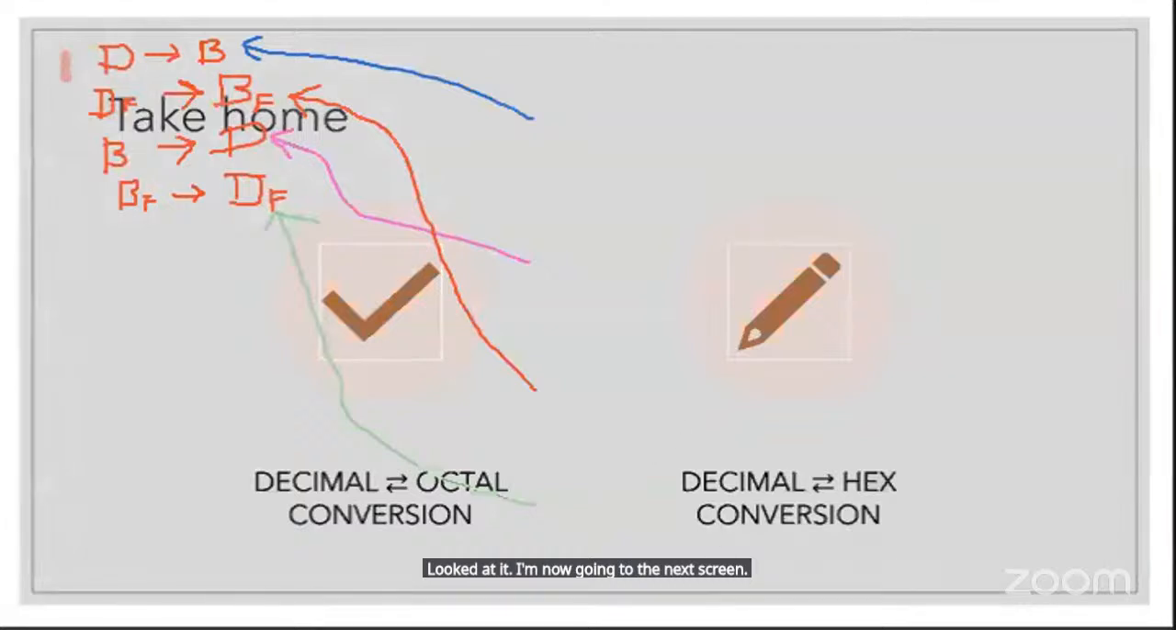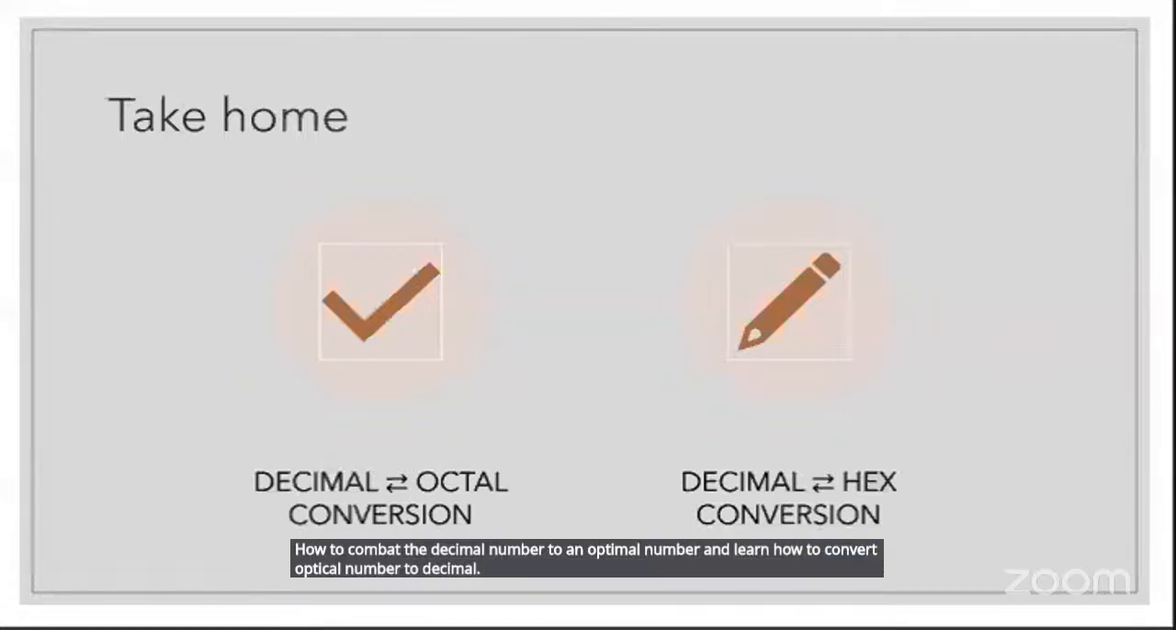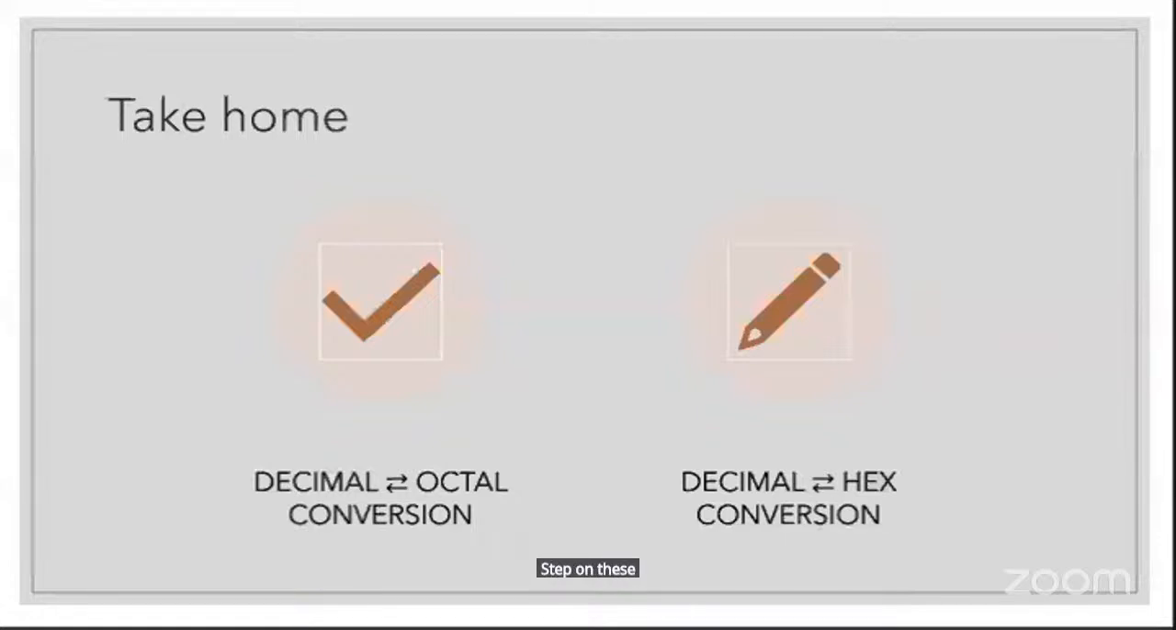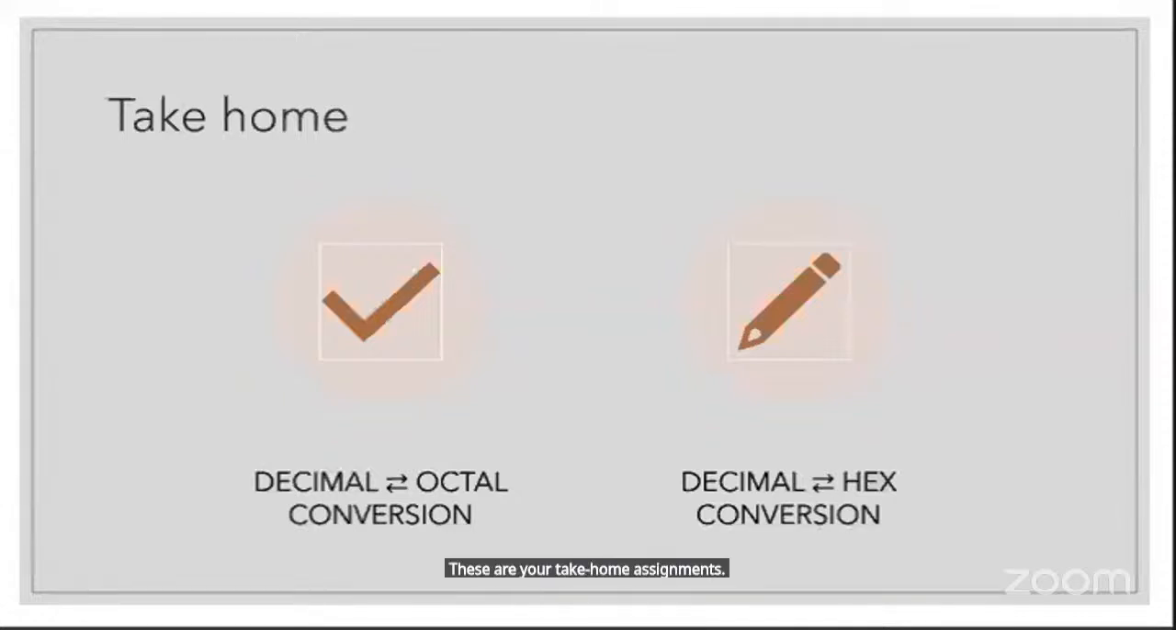Take home, the harder one. The take home is: learn how to convert a decimal number to an octal number, and how to convert an octal number to decimal. Second, learn how to convert decimal to hexadecimal, and how to convert a hexadecimal number to decimal. These are your take-home assignments. You don't need to submit them, but you'll be glad you did and understood it. Trust me on that.